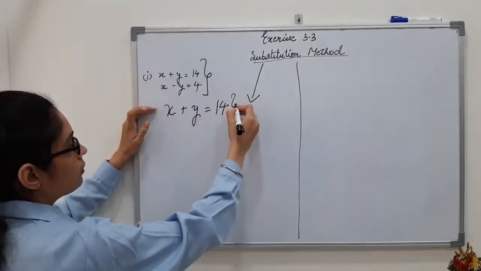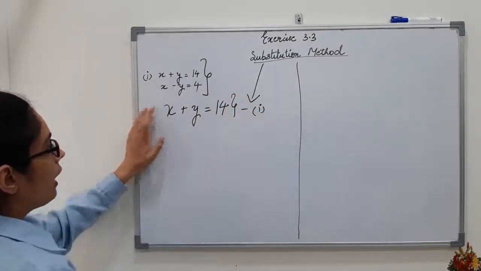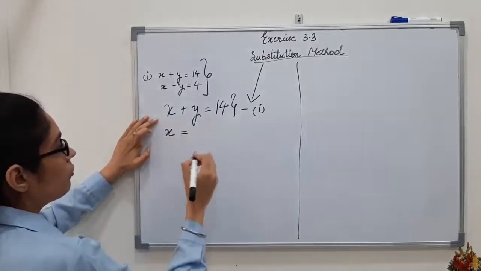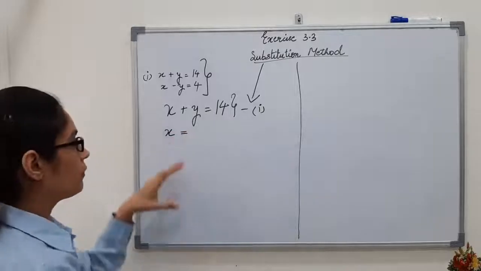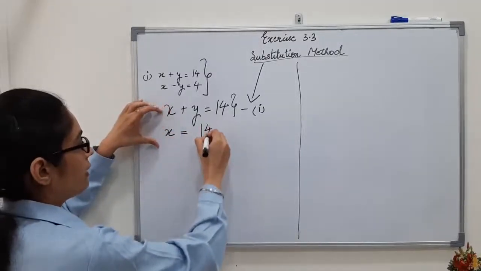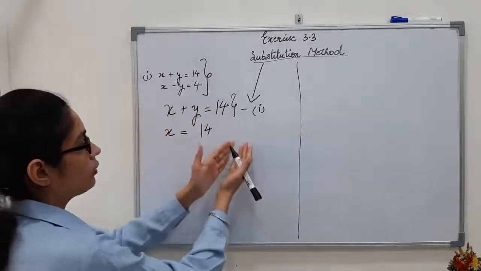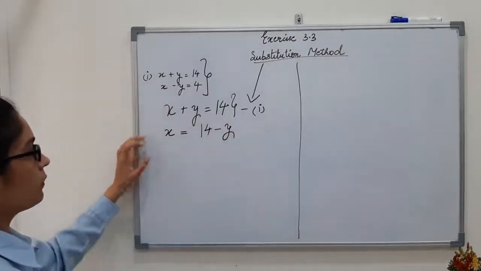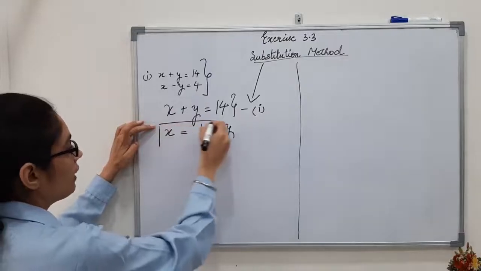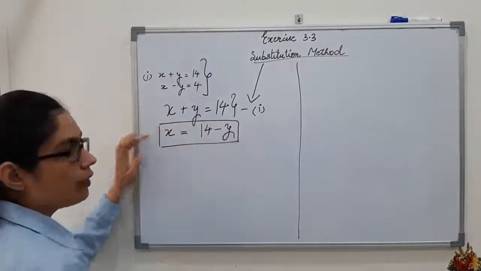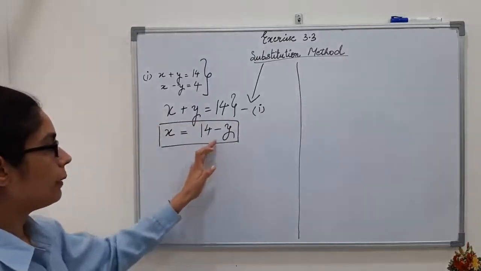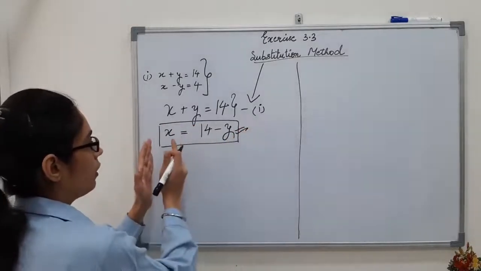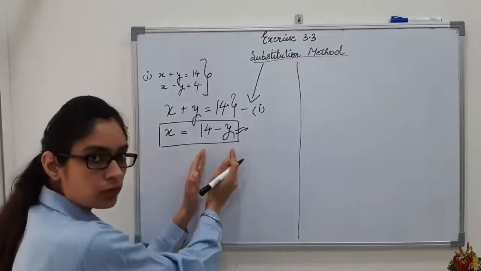For example, this is my first equation. I will take out the value of x in terms of y. 14 I will write as it is, and this y I will shift to the other side. It will become minus y. So now I got the value of x. I got x is equal to 14 minus y. This is the value of x in terms of y.